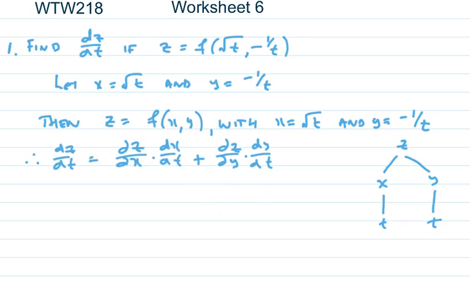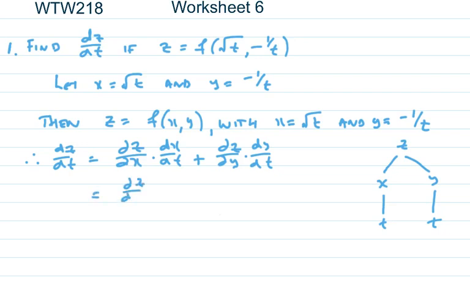We can now apply the chain rule to find the total derivative of z with respect to t by following in the diagram each path from z to t at the bottom. So we need to find the derivative of z with respect to x multiplied by the normal derivative of x with respect to t, or total derivative, plus the partial derivative of z with respect to y times dy dt. And then we can simplify this.